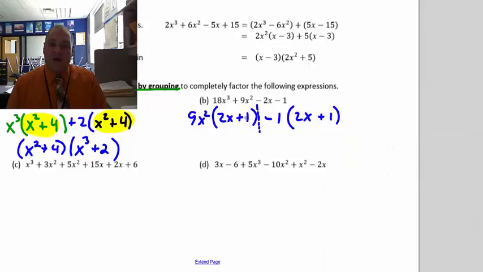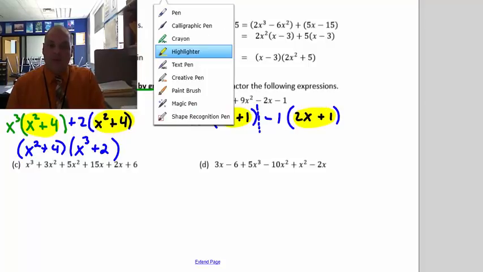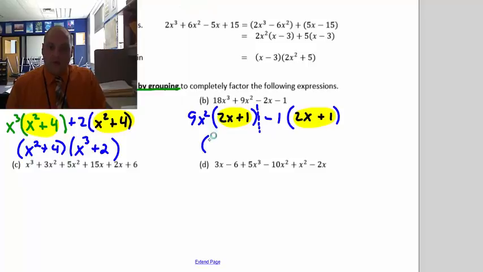All right, so see the common binomial, guys? I'll highlight it one last time. I'm not going to do this every single time. See the common binomial? That comes out, 2x plus 1. What's left over? 9x squared minus 1.